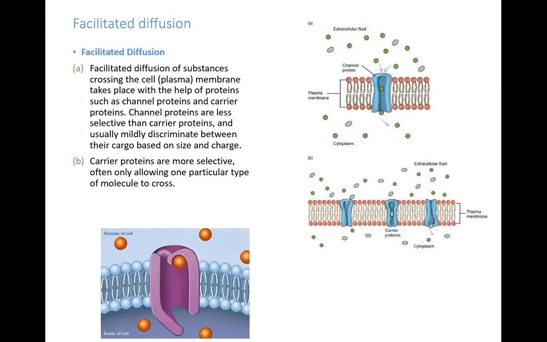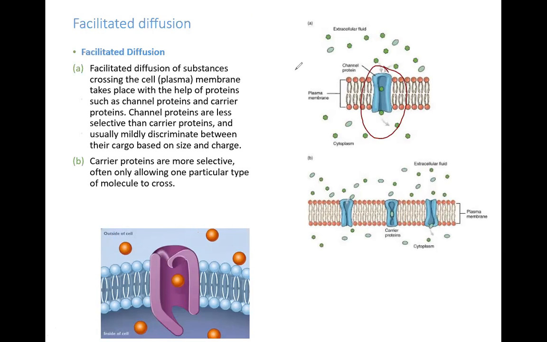So another way to get substances across the membrane is through what we call facilitated diffusion. We know that water has to have help. Water has to have a channel protein to get it through. I mean, that's what we're looking at. Right here, this is a channel protein.